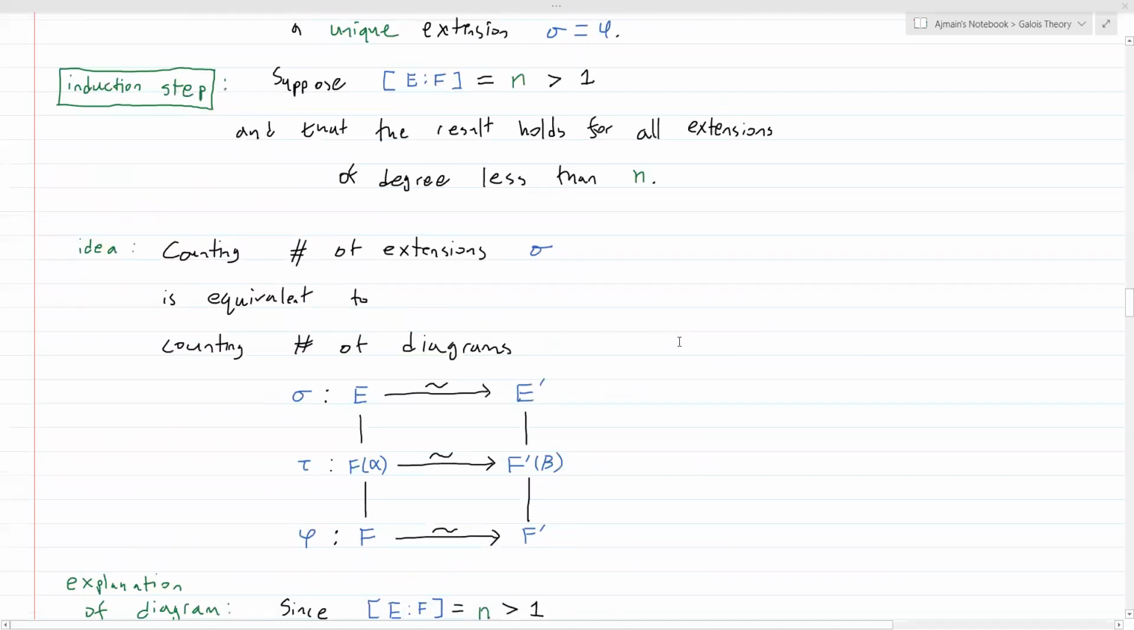Right. So our idea originally was that counting the number of extensions is equivalent to counting the number of diagrams that look like this. But what is the information specified by a diagram? It's this map tau and this map sigma, right? And the point is, for any choice of beta, there exists a sigma and a tau that give us this diagram.